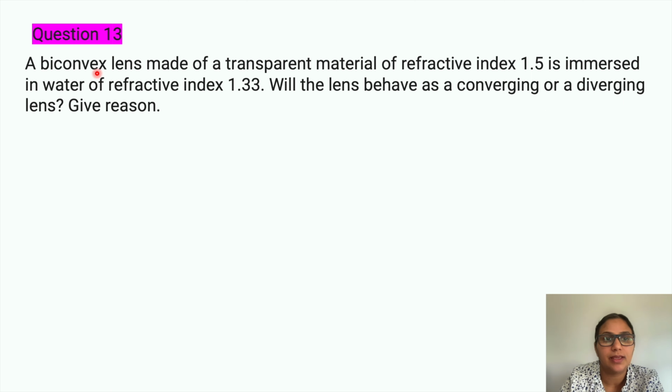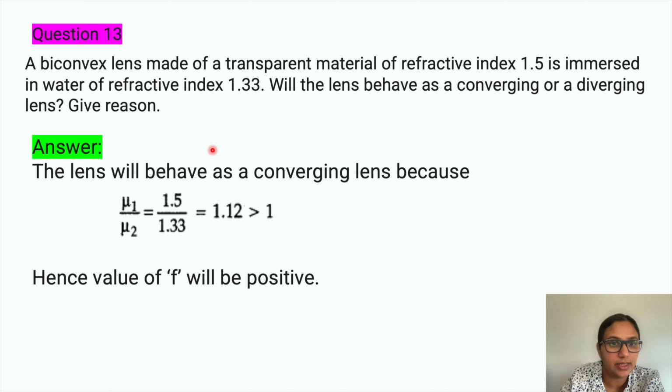Next, a biconvex lens made of transparent material of refractive index 1.5 is immersed in water of refractive index 1.33. Will the lens behave as a converging or diverging lens? Give reasons. So the lens will behave as a converging lens because when you take the ratio of refractive indices, you get 1.12, which is greater than 1. Hence, the value of f will be positive.